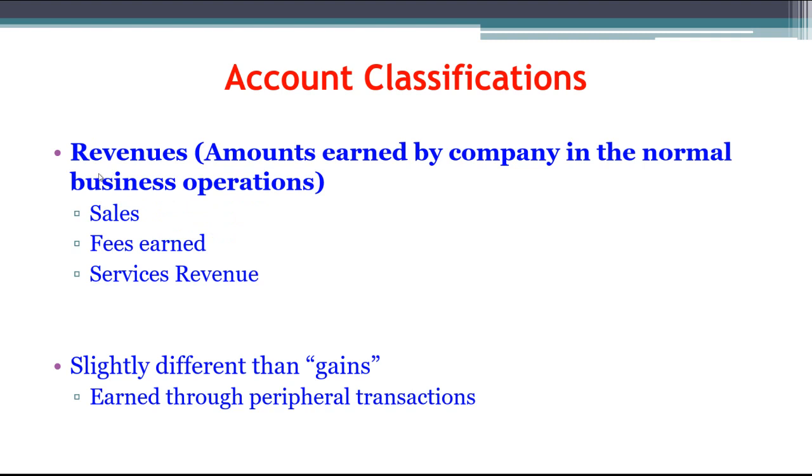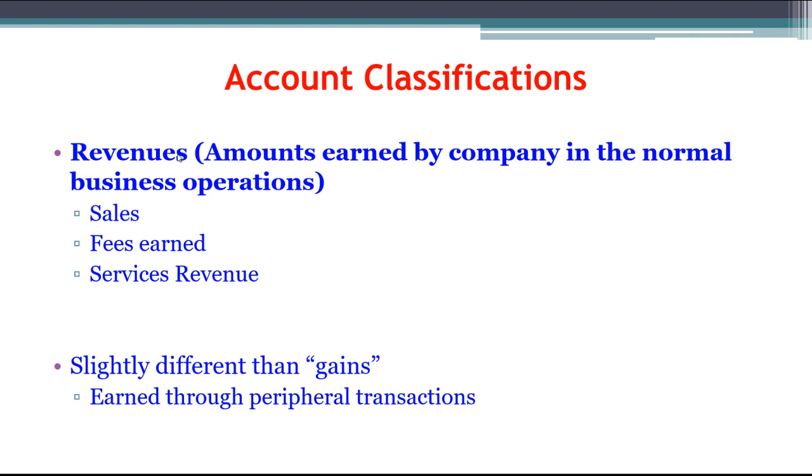Revenues. Now, strictly speaking, I want to talk about revenues. These tend to be good things. You think of them as good things. These are the amounts that are earned by the company in their normal business operations. That's the important thing to note here. This is what they're in the business of doing. They're selling products, they're providing services and earning the money.